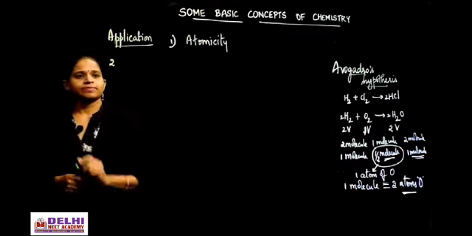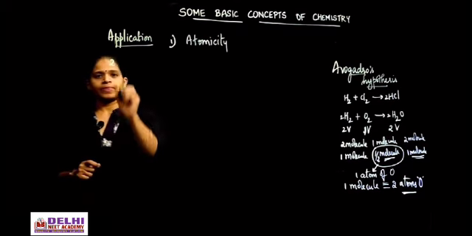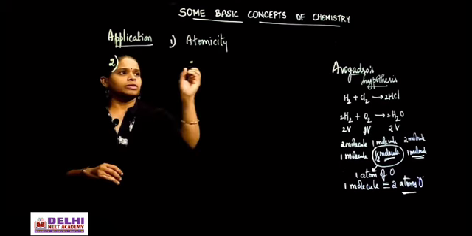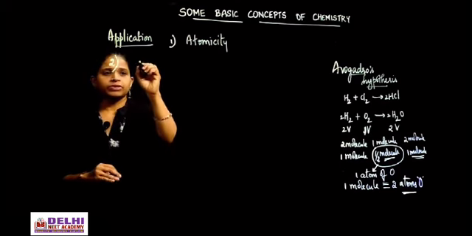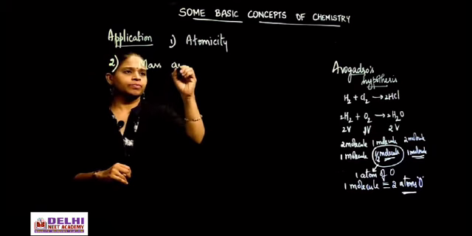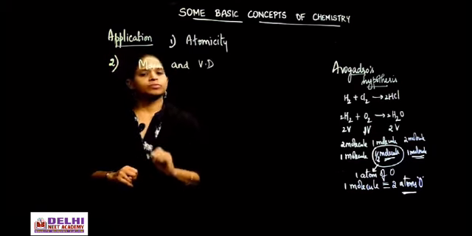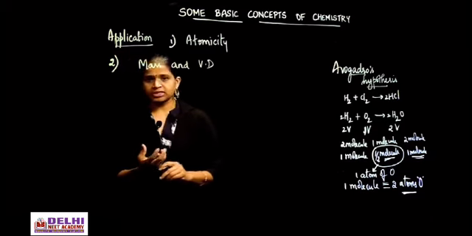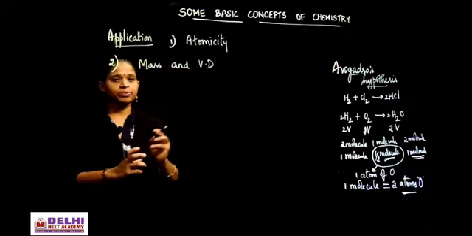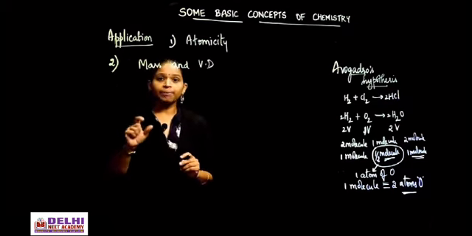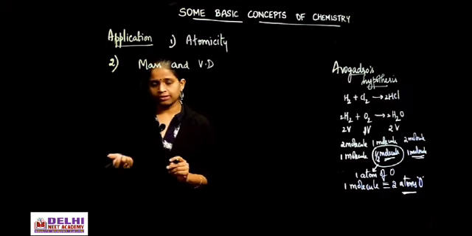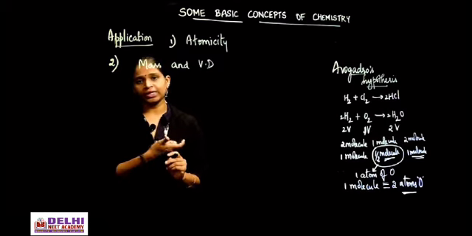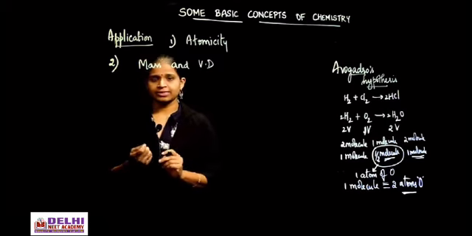The second application is to derive the relation between the mass and the vapor density. Density, generally, is mass by volume. When we say vapor density, we compare it with a standard reference gas. So we use the relative density, which we call the vapor density for gases.